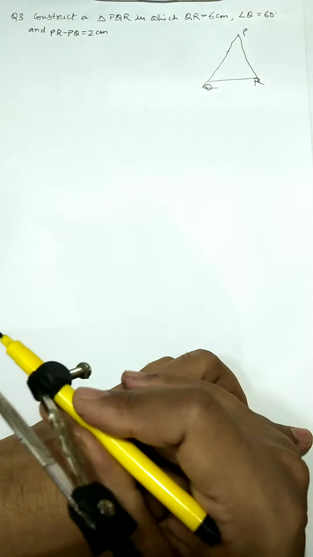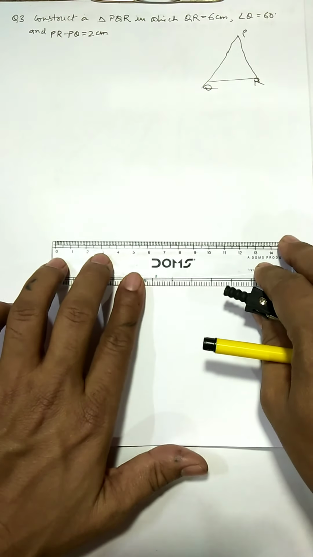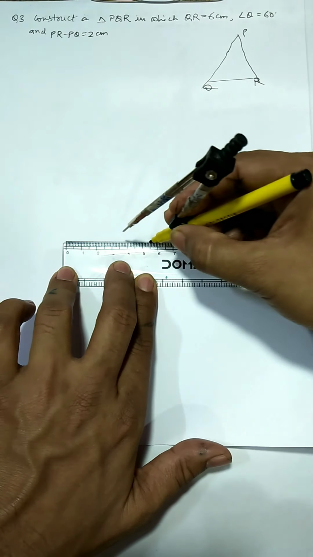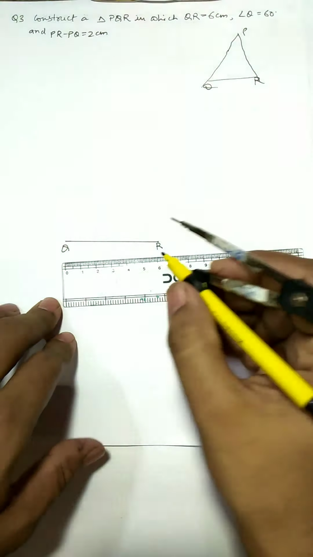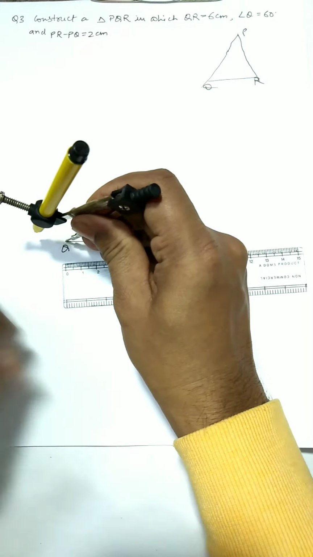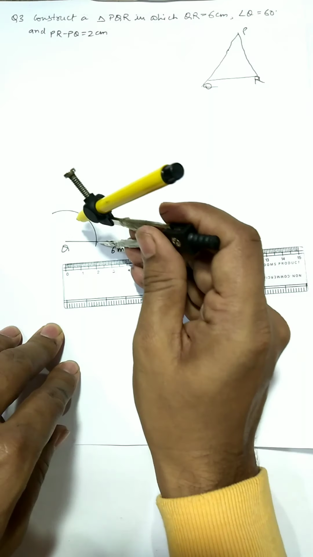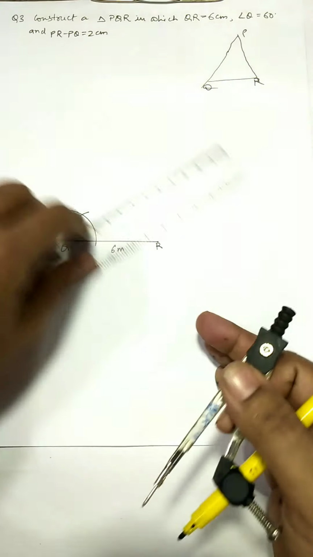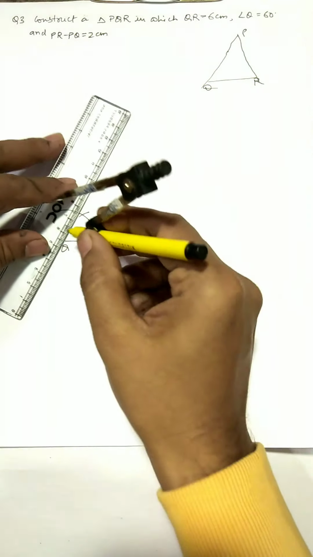So the first step is to draw QR as 6 centimeters. So I'm drawing this QR; mark this Q and this R. QR is your 6 centimeters, and at Q you must draw an angle of 60 degrees. We know how to draw 60 degrees: you draw a semicircular arc and make a cut. This first cut will give you the angle 60 degrees.